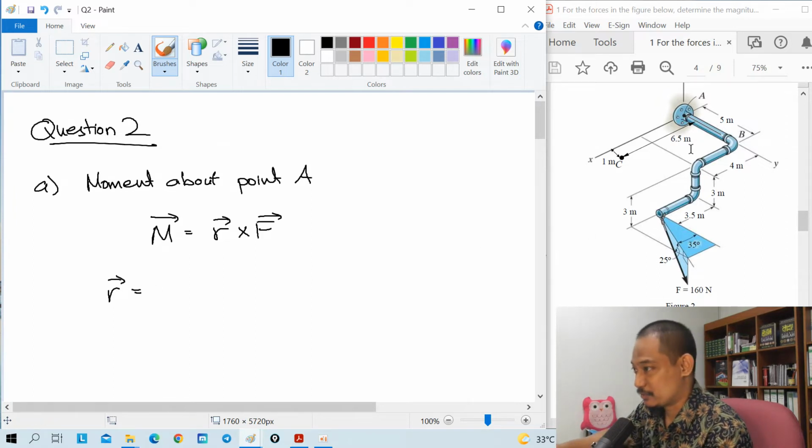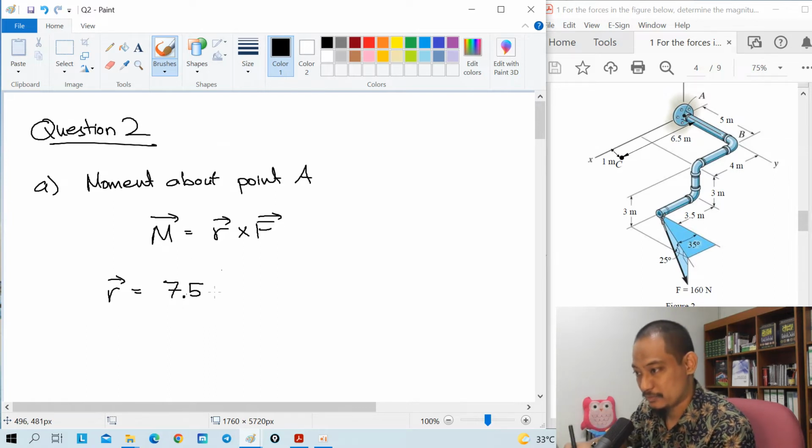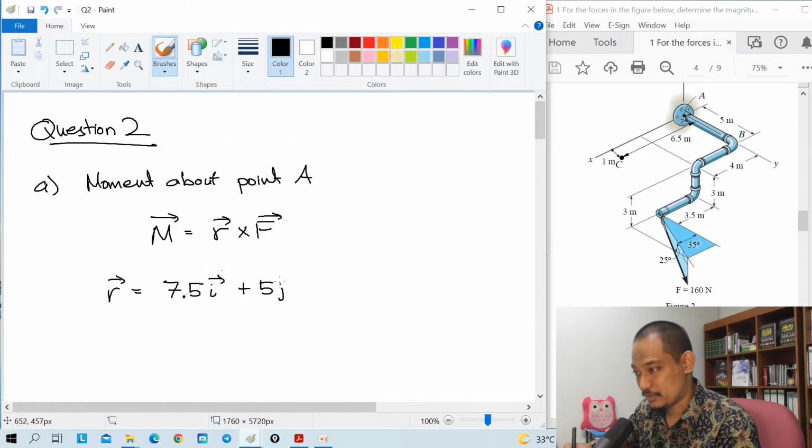I want to express it first. X axis here, Y axis here, Z axis upward. So the X component from A to this point is 4 plus 3.5, which is 7.5 i. And then y is positive 5, so plus 5j, and then it goes down 3, so minus 3k.